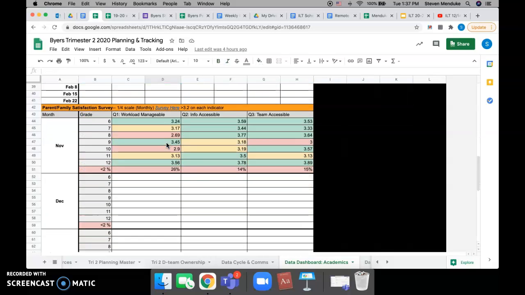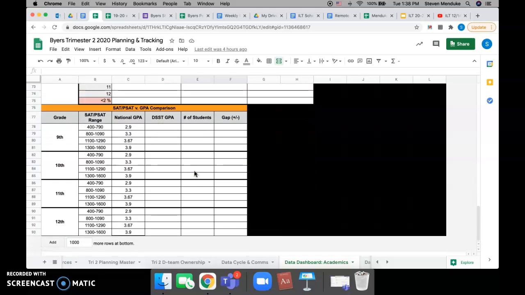And then down here, this is data I've already showed you, but this is our family survey data that I'll send out monthly. There are those 3 questions about workload manageability, the accessibility of information systems like Flyer, IC, Google Classroom, and then the accessibility of our team.